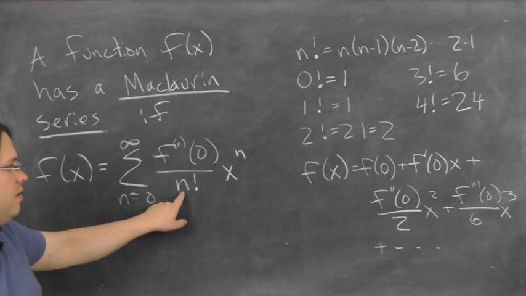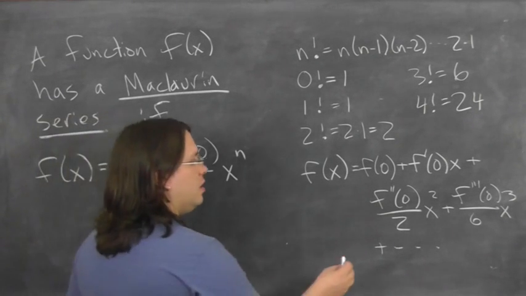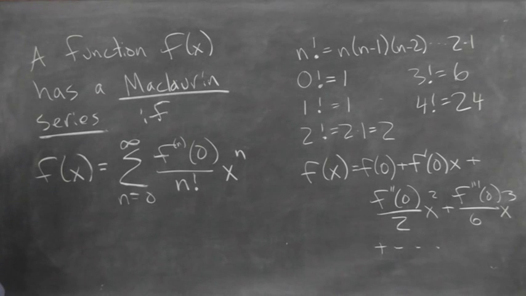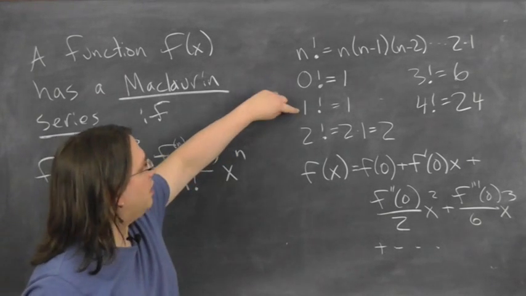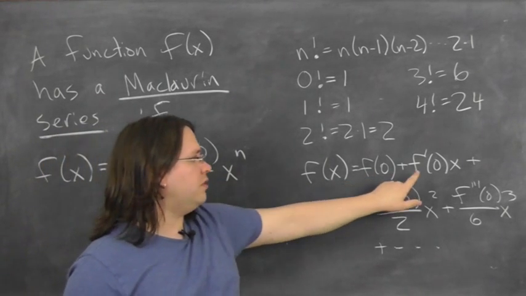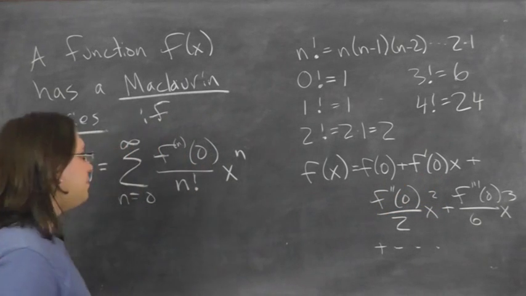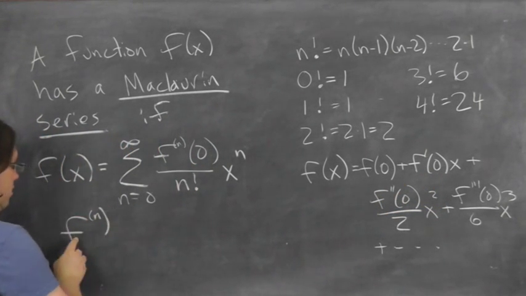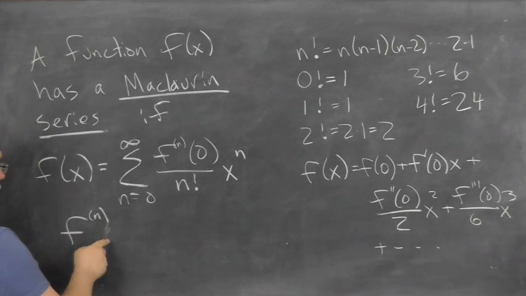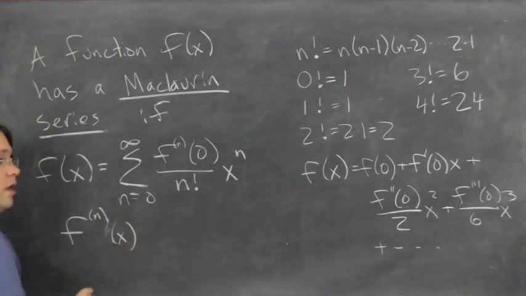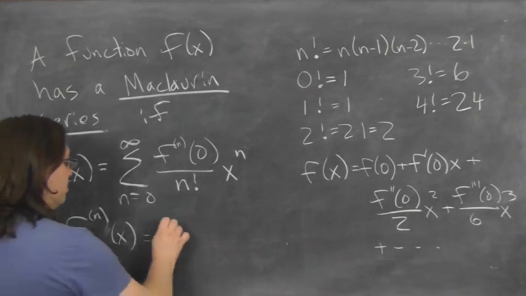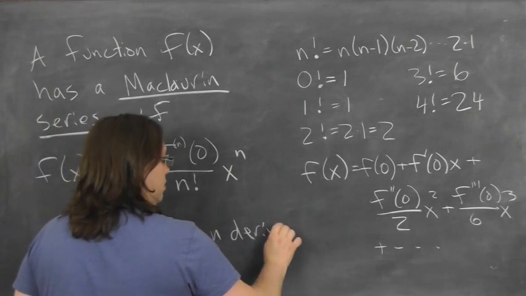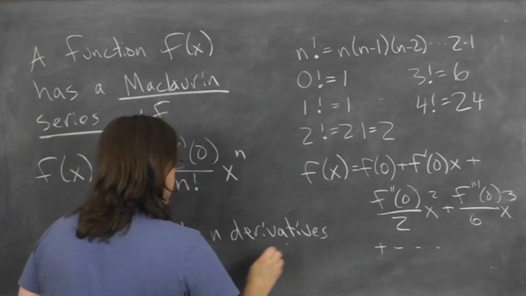We've already talked about n factorial, and you can see the n factorial terms appearing in the denominators here. 0 and 1 factorial are both 1. That's why there are no denominators in the first terms. And then what's this? Well, if you write f with a superscript n in brackets, this just means take n derivatives of f of x.